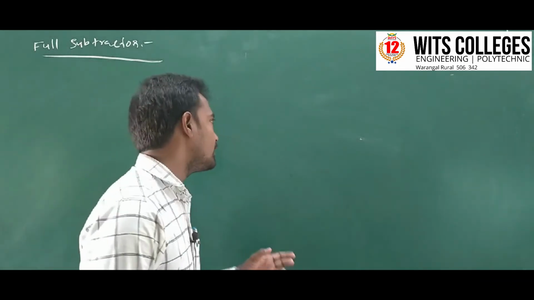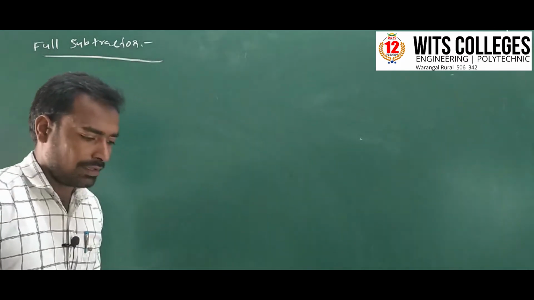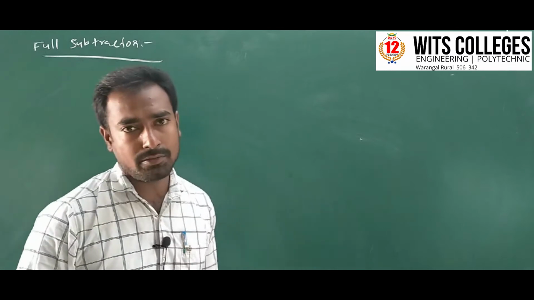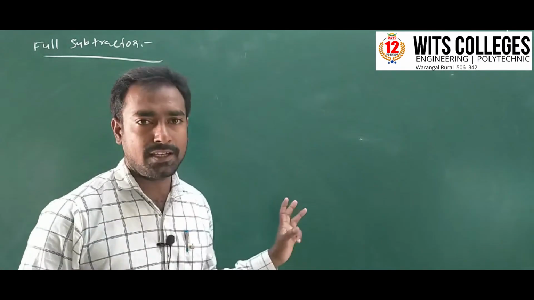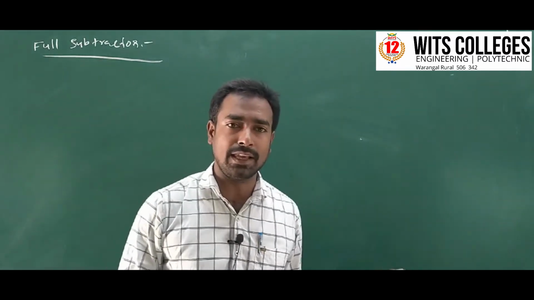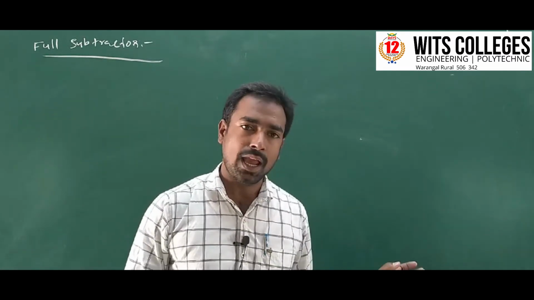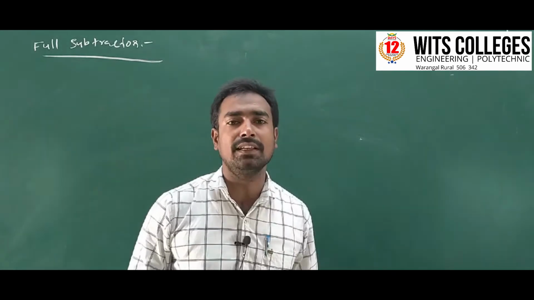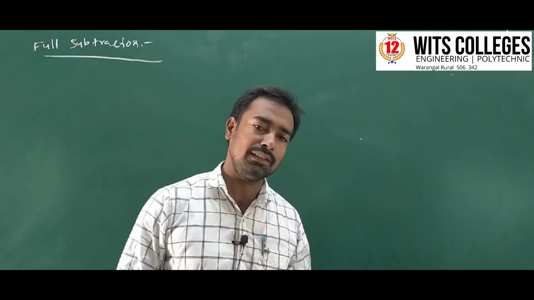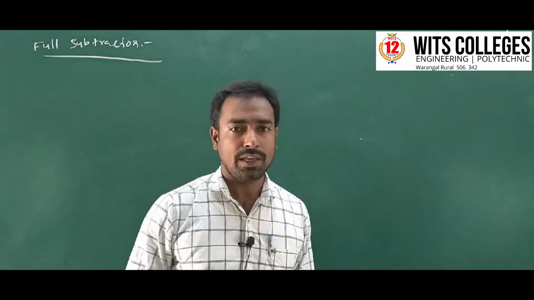So today's topic is full subtractor. The full subtractor is used to find out the difference and borrow for the three input values. We will take inputs as A, B and C, and instead of C we can take it as a borrow input if the borrow is generated, and this will be treated as borrow input.